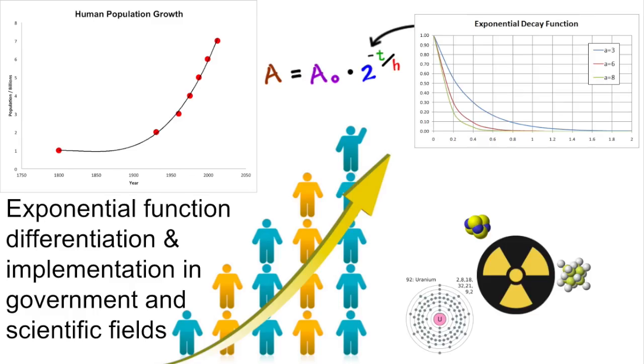Exponential functions can be used by governments and epidemiologists to estimate population growth, by environmentalists to measure overall species decline, and by scientists to measure the radioactive decay of certain elements and compounds.